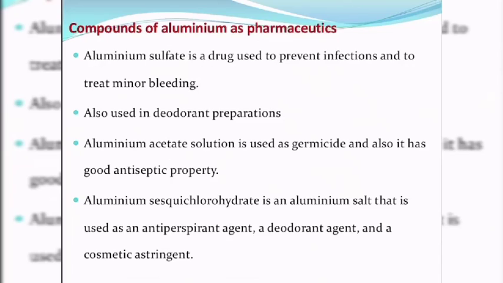Aluminium acetate solution is used as a germicide, that means it kills germs, and it also has antiseptic property. Aluminium sesquichlorohydrate is an antiperspirant used to reduce sweating. Aluminium containing compounds are also used as astringent and deodorant.